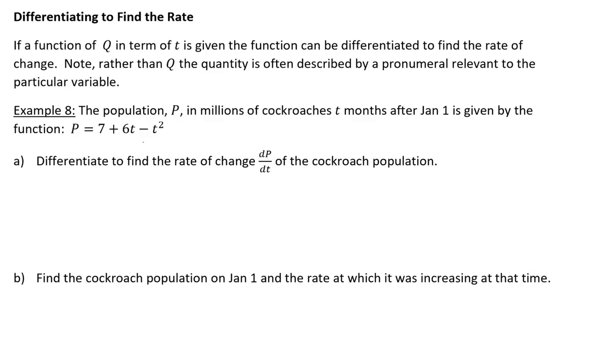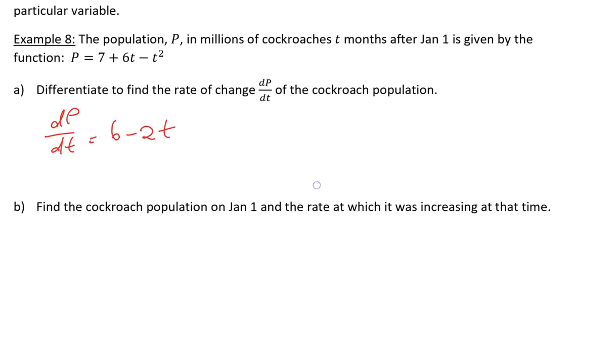Now, here's my function. I need to differentiate it. That's all it says to begin with. Differentiate that. So dP by dt is equal to 6 minus 2t. Just like that. That's how the population is changing.